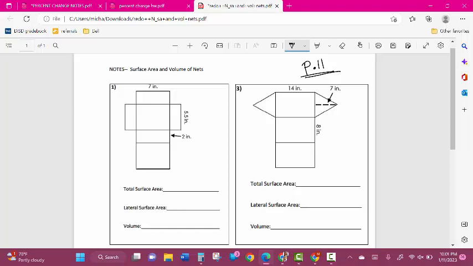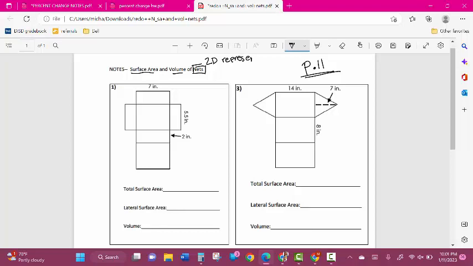The good news is we're not really learning anything new today, so you already know how to do all the things. We are just talking about surface area and volume, but specifically only looking at nets today. Remember, a net is just a 2D representation. That means it looks flat, it's unfolded.